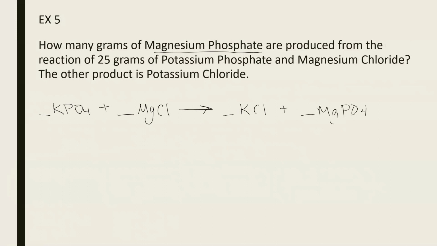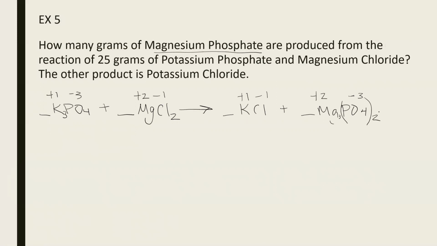Okay. Step 1. Step 2, check for diatomic elements. There aren't any elements by themselves. Step 3, check charges. Potassium is +1. Phosphate is -3, so I have to crisscross those. Becomes K3PO4. Magnesium's +2. Chlorine's -1. Crisscross those. I get MgCl2. Potassium +1. Chlorine -1. Nothing to do there. And magnesium +2. Phosphate -3. Becomes Mg3(PO4)2.